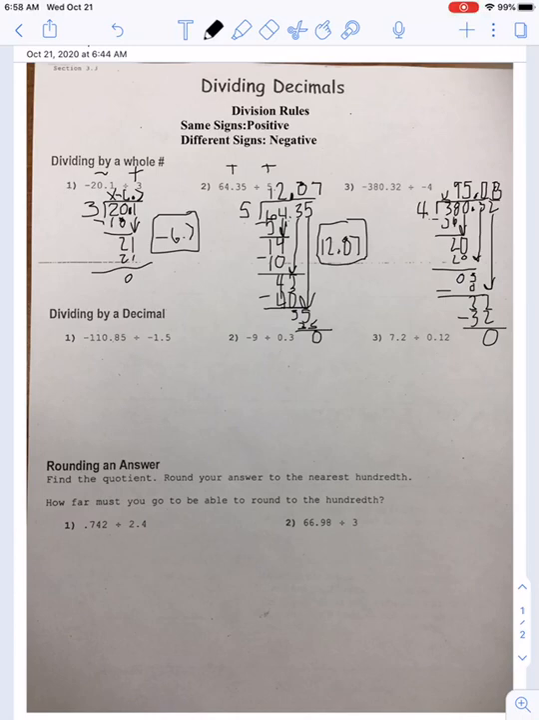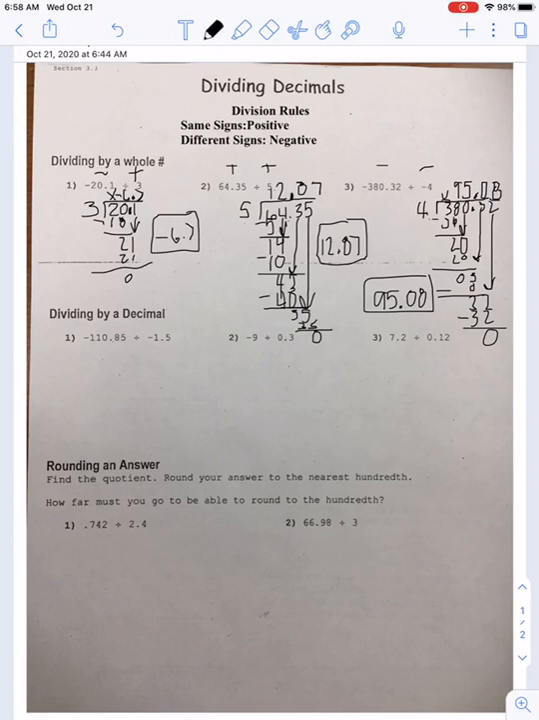So now, before I circle my answer, I need to check the sign. I have a negative divided by a negative. Well, those are the same signs, so my answer is going to be a positive 95.08. So that was just dividing by a whole number. Now let's talk about dividing by a decimal. We still set the problem up the same way. The first number is the number under the divisor. The second number is the number outside of the divisor.